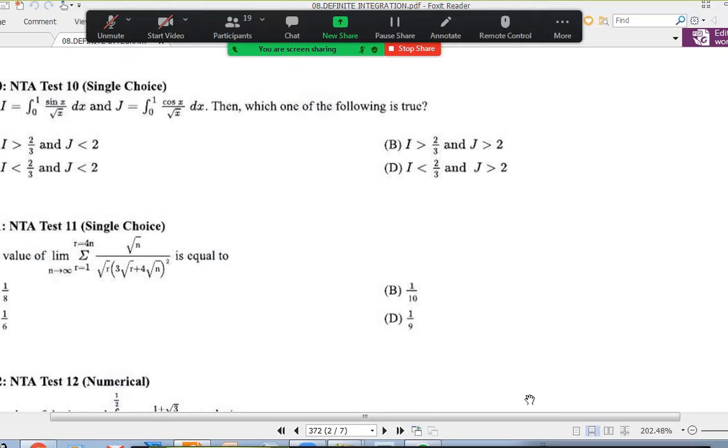Limit n tends to infinity, sigma r equal to 1 to 4n, root n by root r into 3 root r plus 4 root n, whole square.